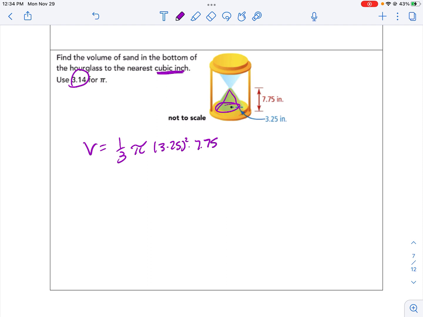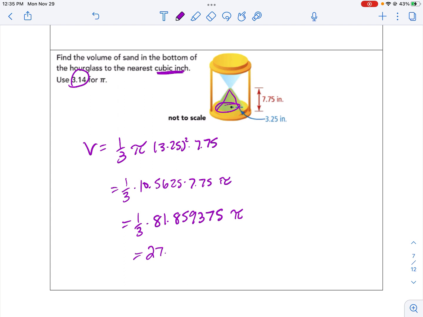So now I begin to multiply. So I have 1/3 times 10.5625 times 7.75 pi. One-third times 81.859375 pi. When I do 1/3 times 81, I get this long decimal. I'm writing all the decimals that are appearing in the calculator.